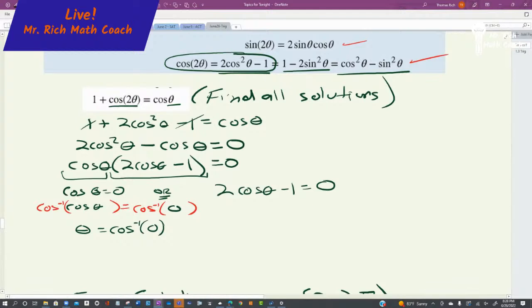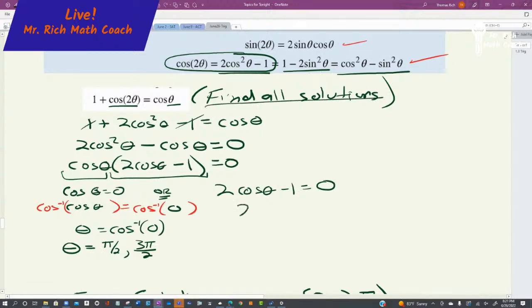And now I've got theta is the arc cosine of 0. Now let's consider within the unit circle, when is cosine equal to 0? Well, there's going to be two angles where that's going to happen. So theta is going to be, cosine is 0 at pi over 2, and also at 3 pi over 2. Now, let's go over here. We'll come back to that in just a second, because remember, I'm trying to find all solutions.